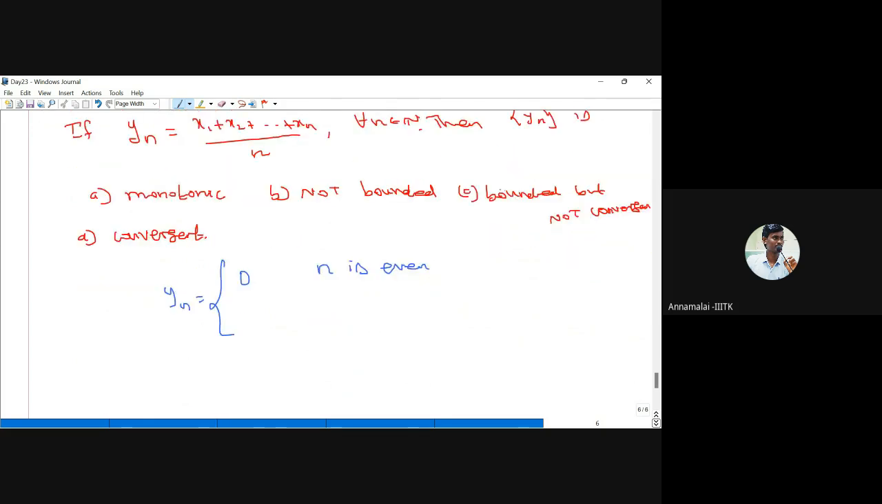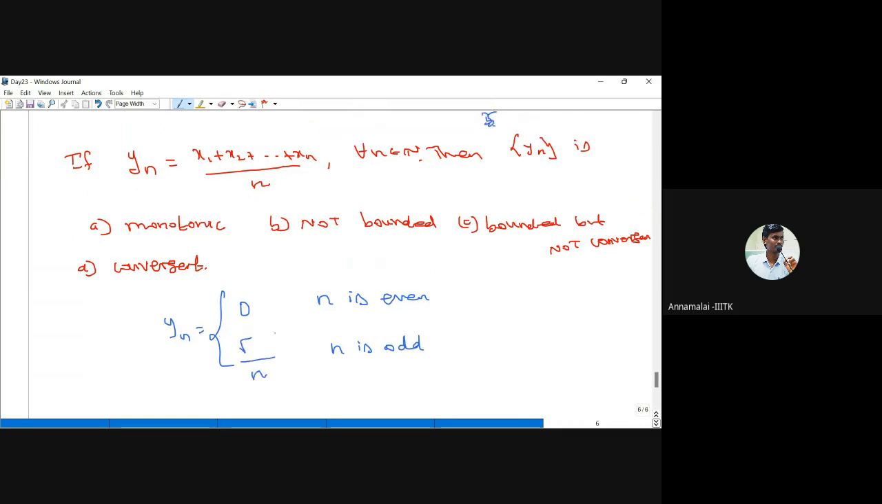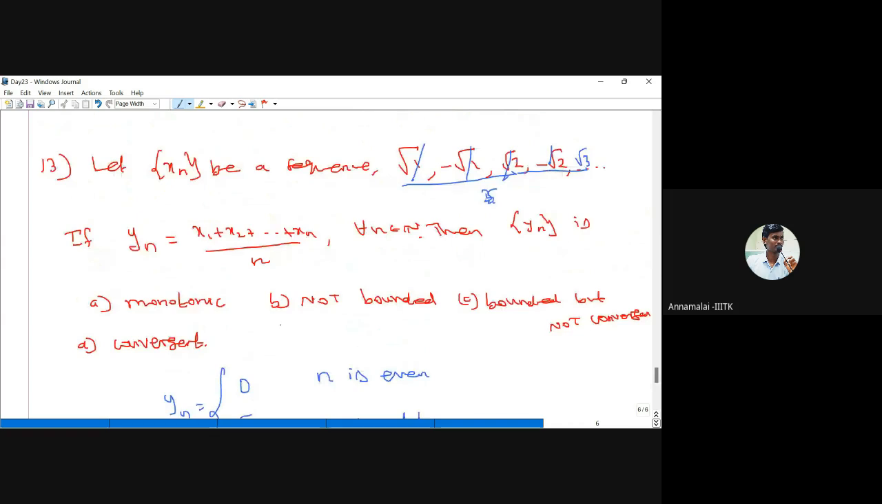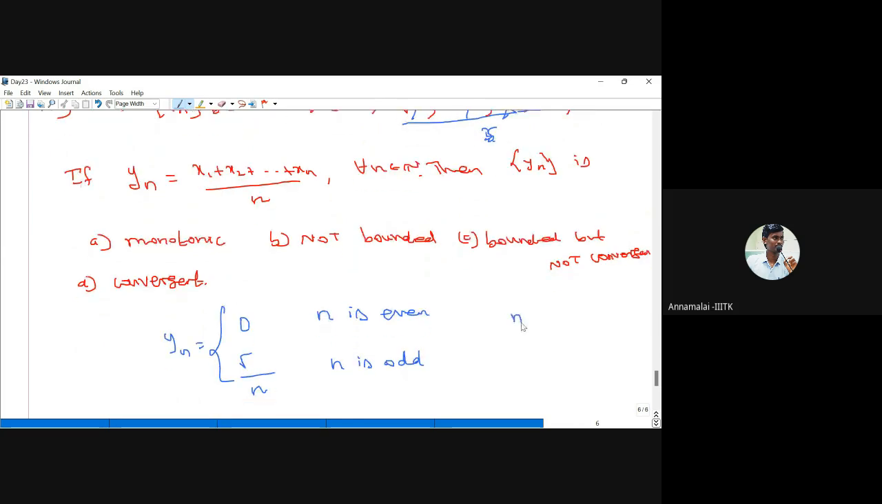Therefore, in general, what is yn if n is odd? It is square root of something by n. What is that something in terms of n? If you substitute n equal to 3, you get 2. If you substitute n equal to 5, you should get 3. And what is the value here?